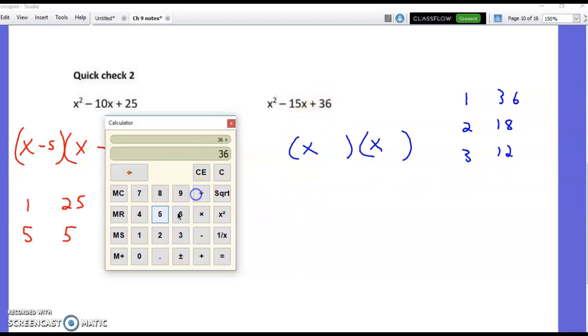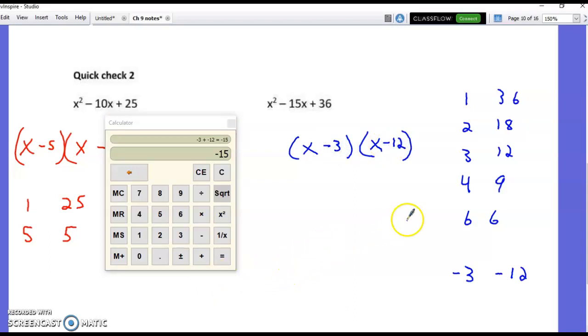So 36 divided by 4, 4 and 9. So 9 plus 4, that's not going to equal 15. Let's see, 36 divided by 5, no. 36 divided by 6, oh, yep, 6 and 6, we know that. So again, which ones add to equal negative 15? When we have a positive c, we can take the negative of each of them. So negative 3 and negative 12 is going to equal negative 15 when I add those together. So those go in here, negative 3, negative 12, and you have your factored form there.